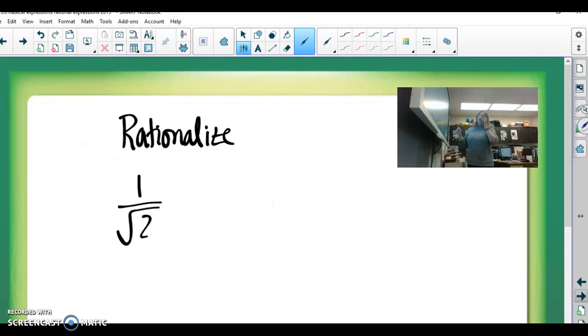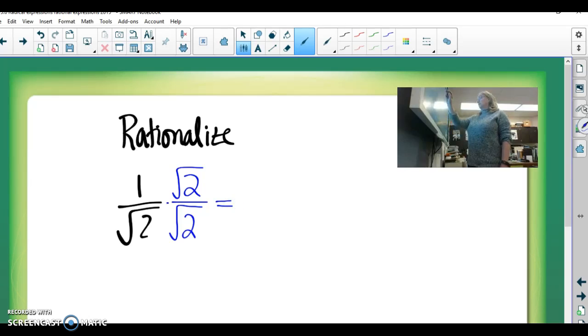Okay, rationalizing. When you rationalize, generally we rationalize to get rid of a square root or a cube root or any nth root in the denominator. And this one has a square root in the denominator. To get rid of it, I'm going to multiply by the square root of 2 on the top and on the bottom, because that's really multiplying by 1.